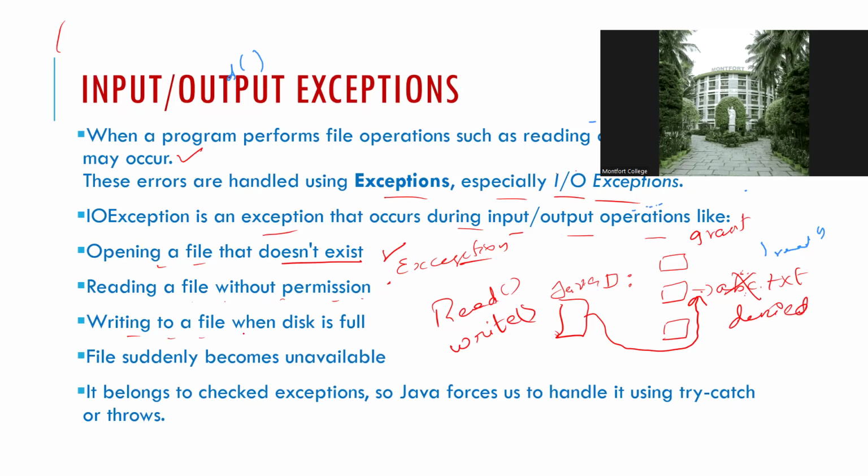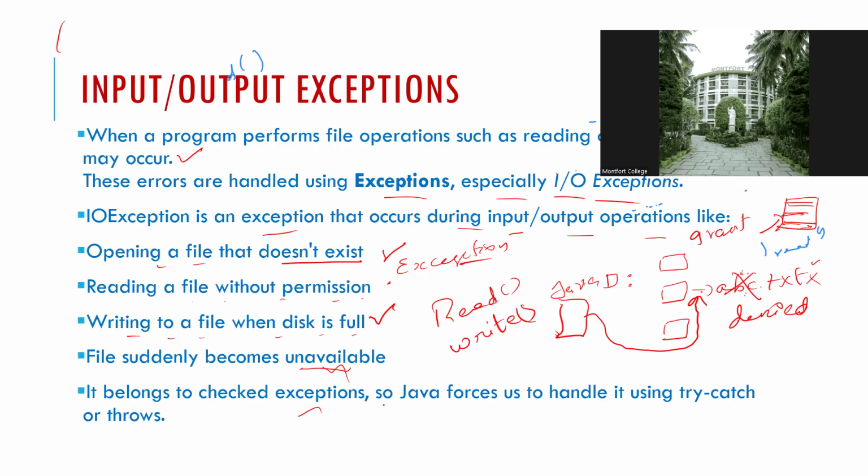Then writing to the file when the disk is full. For example, abc.txt is available, and that notepad is completely written, there is no space. Then you are trying to write something into it, how will it accept without space? There is also one possibility, disk is full, and an exception can arise. Then the file suddenly becomes unavailable. For example, you deleted this, and after that you are searching for it, then it is going to show it is unavailable.